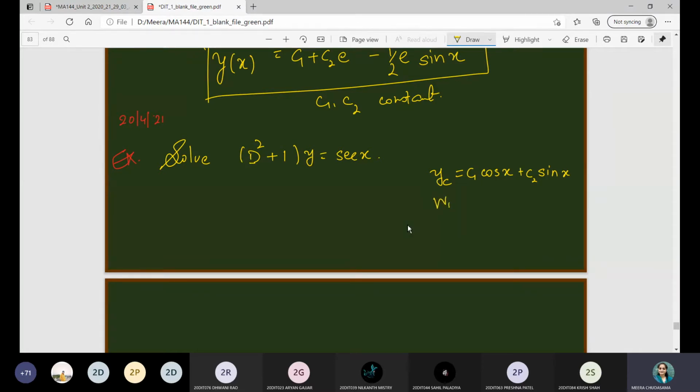Yes, so what is W? What is W you are getting? 1. 1 Okay. W1 minus sin x, minus sin x, correct? And W2 cos x. Yes, now you can go ahead for particular integral. Let me know how many of you got the correct complementary function. Please raise your hand.